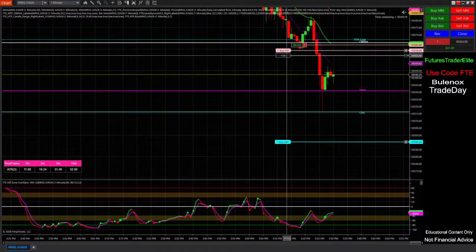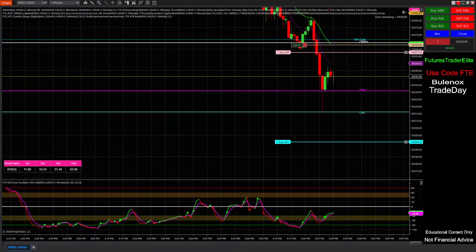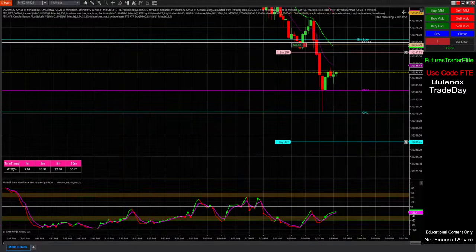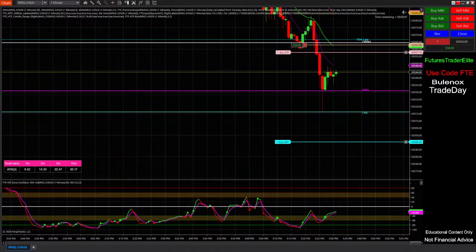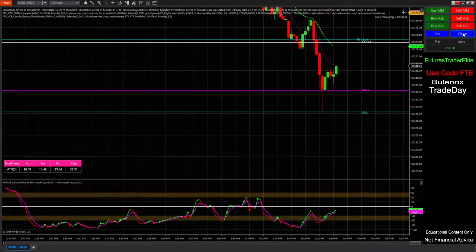I'm going to move my stop down. Well, I'll leave it too. Adam's trading micros, 3 contracts. You copy trading, Adam, across multiple accounts? All right, I'm done with the trade. I'll close out manually.